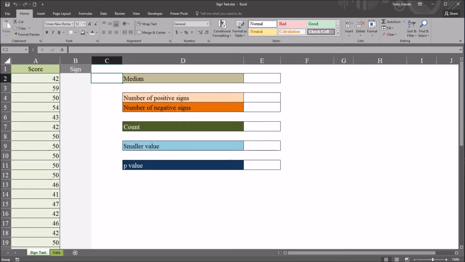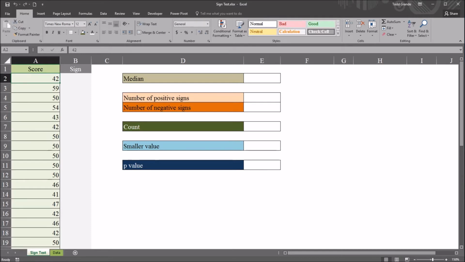So normally we would conduct a one sample t-test. However, let's say that our data violate the normal distribution assumption for a one sample t-test. So let's assume these data are not normally distributed. So we can't use the one sample t-test. However, we can use a non-parametric alternative, the sign test.